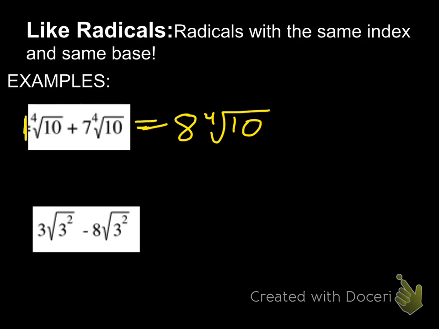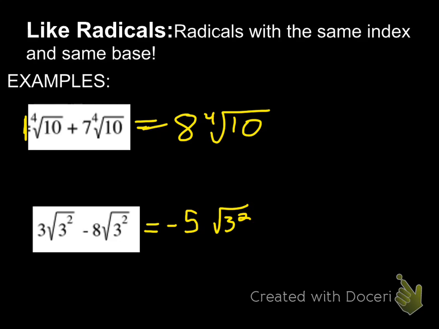All right, number 2. Now, this was kind of a bad example because the square root of 3 squared can be simplified, but pretend that you had something that couldn't be simplified. If I have 3 times the square root of 3 squared minus 8 times the square root of 3 squared, do I have like radicals or like terms? Yes, I do, right? Because I've got the square root of 3 squared in each term. So I can just go 3 minus 8. What's 3 minus 8? Negative 5 times the square root of 3 squared. Okay, which you can simplify further, I understand.